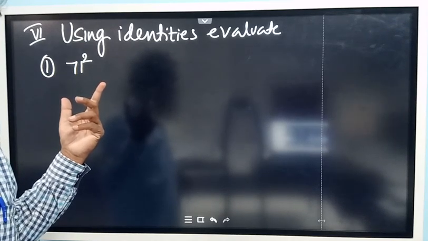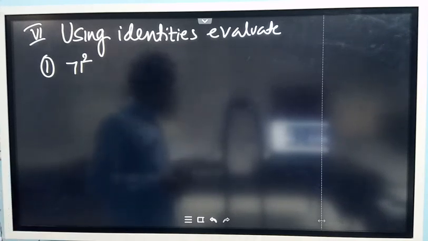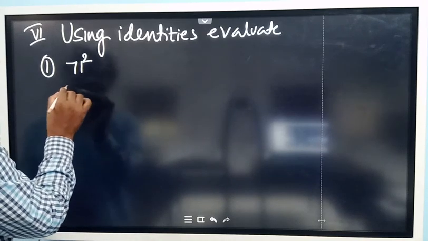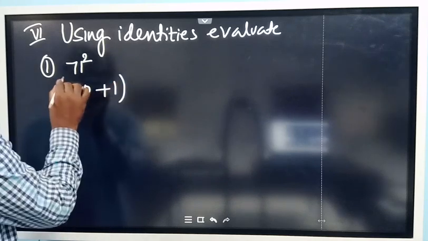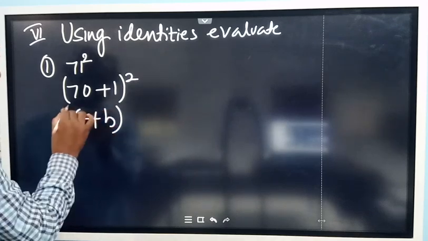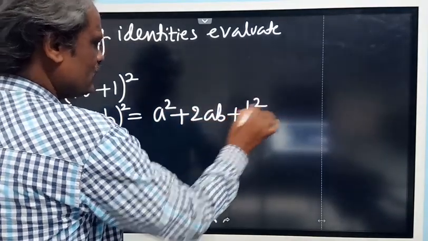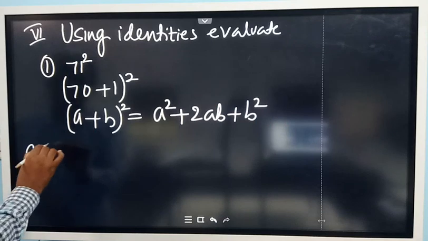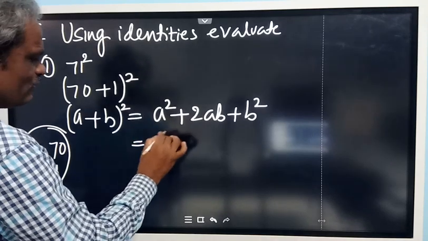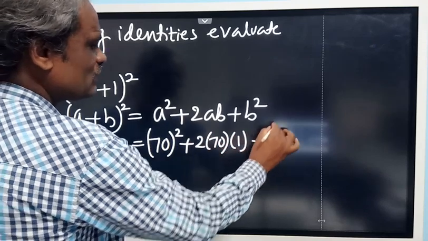71 square we can write as 70 plus 1 whole square. So now it is in the form of a plus b whole square. You write the formula a square plus 2ab plus b square. Compare this one: in place of a you write 70, in place of b you write 1. Substitute in the formula: 70 square plus 2 into 70 into 1 plus 1 square.